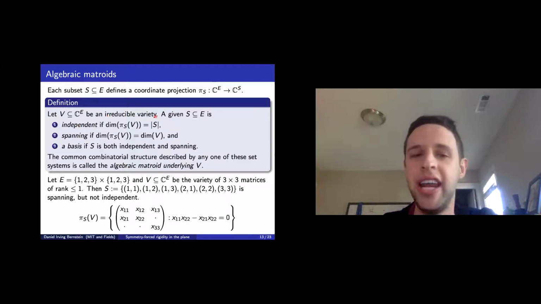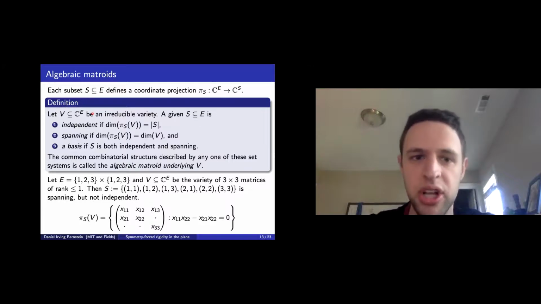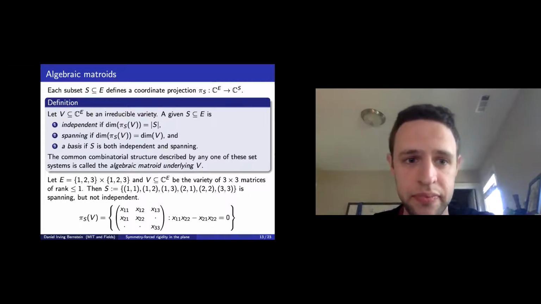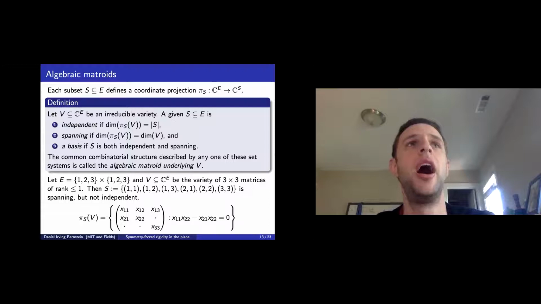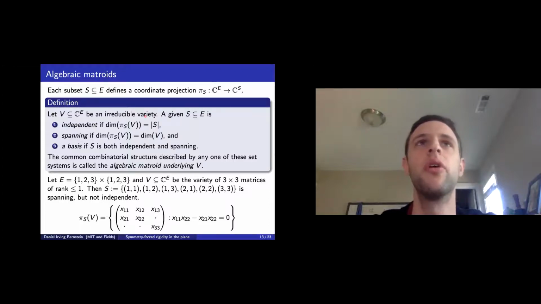By variety, I just mean a subset of C to the E that's cut out by a bunch of polynomial equations being zero. If you don't know what irreducible means, don't worry about it.